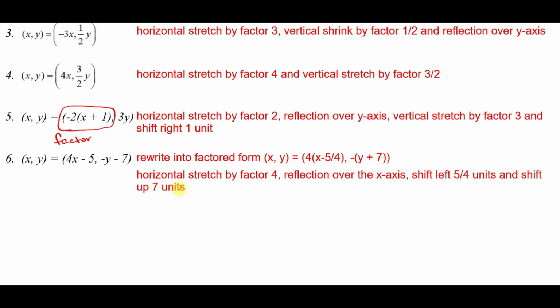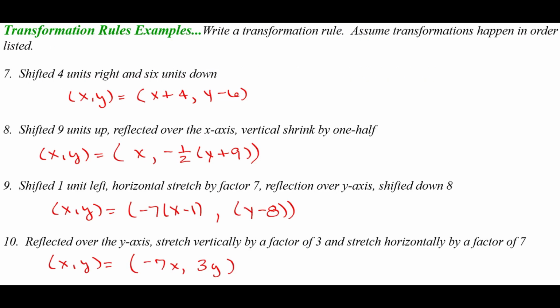So this is going to give us a horizontal stretch by a factor of 4. Remember, we're looking at the factored form now, so we're looking at this form here. Reflection over the x-axis is from this negative right here. We have a shift to the left of 5/4 and a shift up by 7 units. So just kind of working backwards now from the words to the transformation rule.